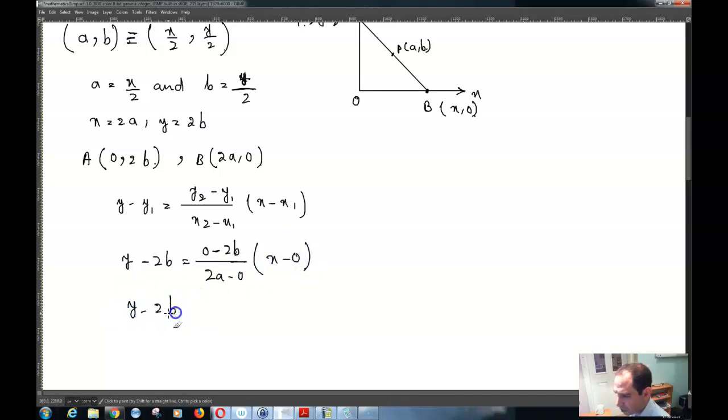And y minus 2b is equal to negative 2b over 2a times x, and the 2 and 2 can cancel out. Let me write it this way: I can write this as y, take this to the other side, plus b by a times x is equal to, take this to the other side, 2b.